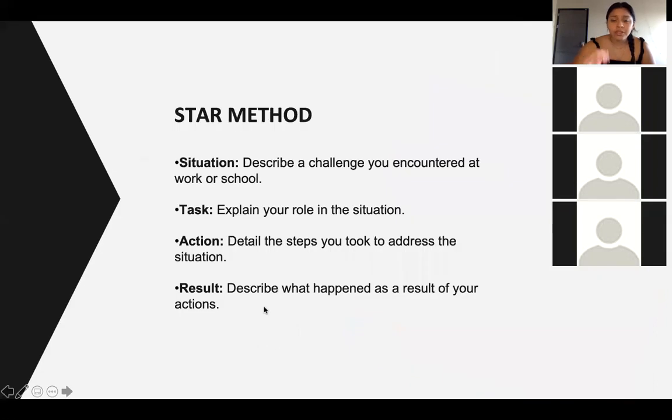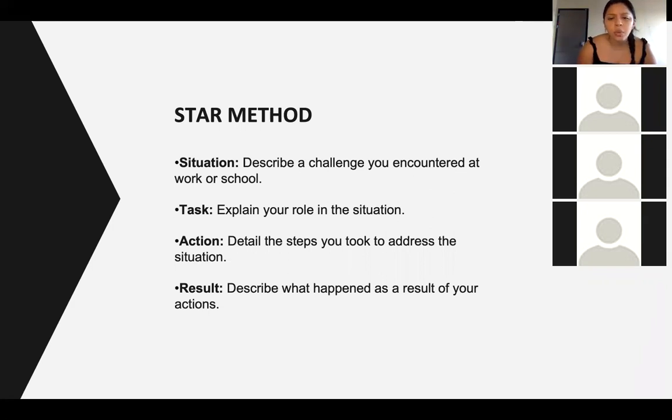So the STAR method is a great way and great structure to have when answering a question in an interview. It's called STAR because it's situation, task, action, result. You're going to explain the situation first. You're going to describe the challenge that you encountered at work or school, or just explain how this happened, right?